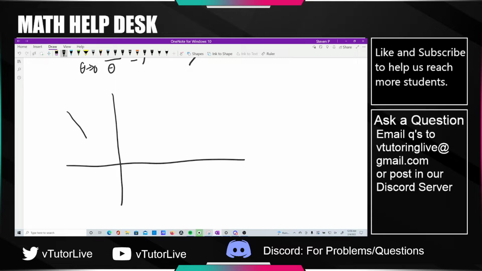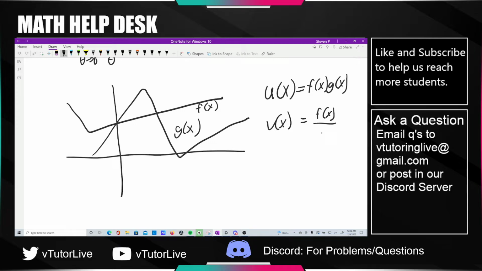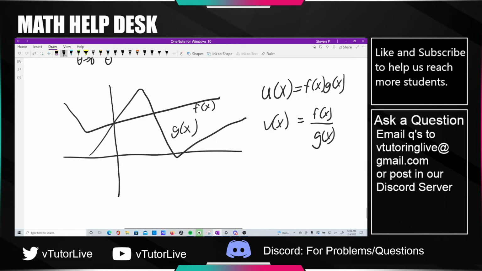I don't know what you want to call them, like f and maybe g. I'm basing the picture off of the given function, but I'm going to use different values. In fact, maybe I just won't even use values. But the idea here is one of these functions is f and the other one is g. I guess this is f of x and this is g of x. And they're saying that u of x is equal to the product f of x and g of x, and v of x is equal to f of x over g of x. Okay, yeah, like that, right?